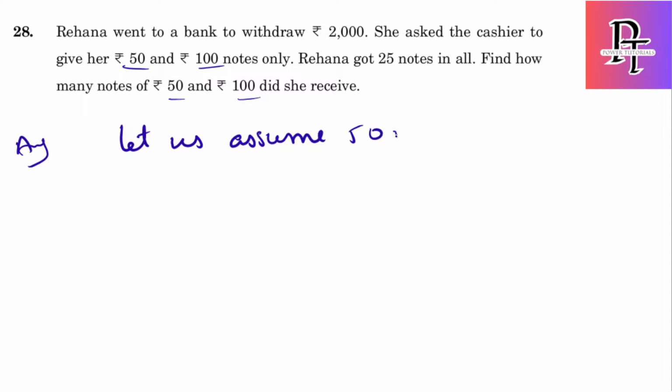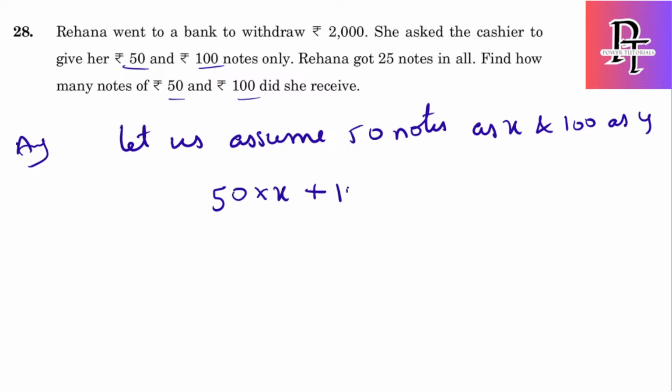50 notes as X and 100 as Y. So as the total is 2000, we can say that 50 into number of notes X plus 100 into number of notes Y should be 2000. In the second condition, total is 25 notes, that is X plus Y is equal to 25 notes. Okay, so we have two equations now. This is 1, this is 2.